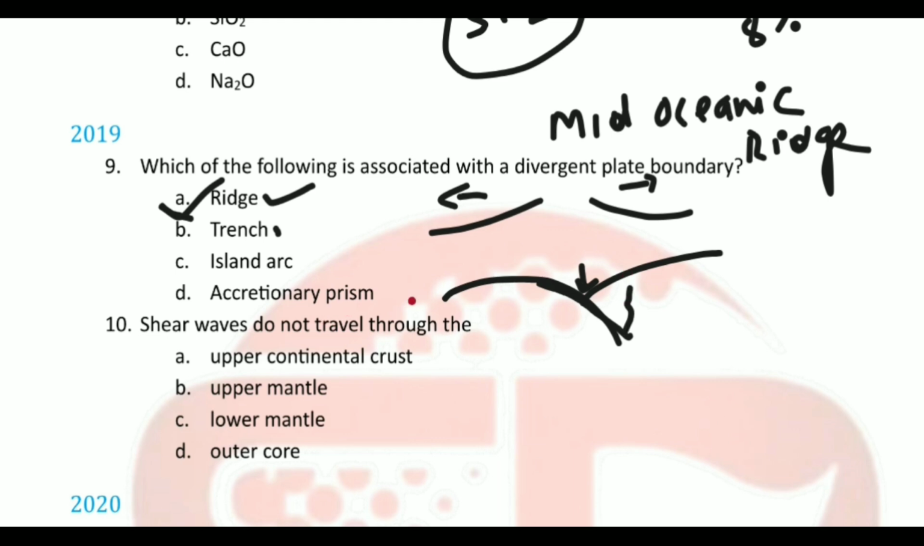Then accretionary prism, it is a depositional feature that is produced at the subduction zone. Because of compression of sediments by plate movement, the accretionary prism is produced. So it is a sediment that is thrusted and faulted by plate movement.